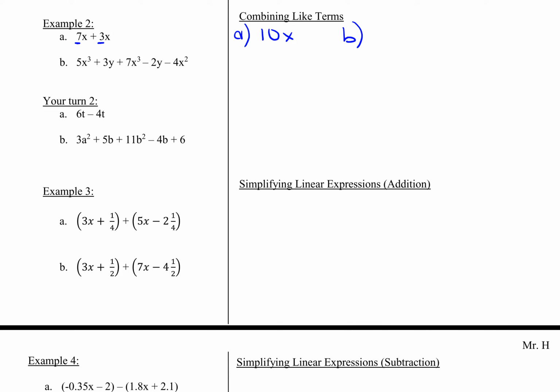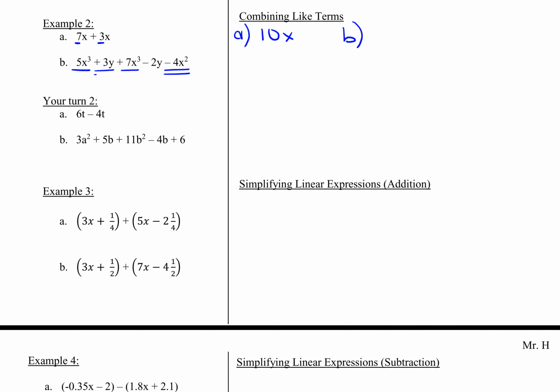For question B, we have a much longer expression. We have 5x cubed plus 3y plus 7x cubed minus 2y minus 4x squared. So when I simplify my expressions, I like to go through and underline the ones that are similar to each other first. So 5x cubed, 7x cubed. And then we have this negative 4x squared. I'm going to give that 2 underlines. And there's no other term like that, so I won't be combining that with anything.